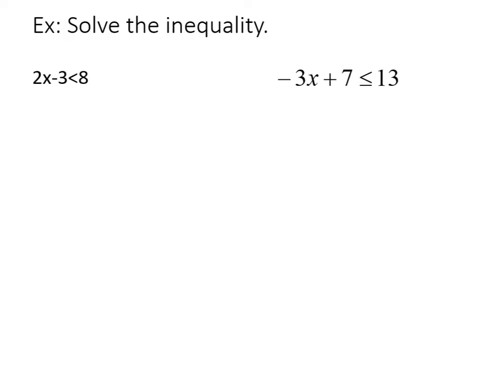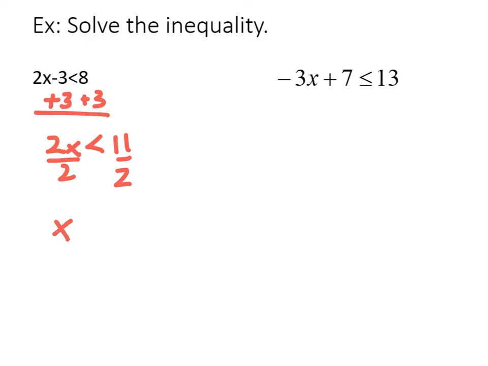Here are 2 other examples with solving inequalities with multiple steps. So if I wanted to solve my first inequality, I first have to undo that minus 3. So I would add 3 to both sides. That would give me 2x is less than 11. Now the next step is I need to get rid of that positive 2. So I would divide both sides by 2. And that would give me x, 11 divided by 2 is 5.5, but my inequality symbol stays the same. When we're dividing by a positive, we don't have to flip the inequality symbol.